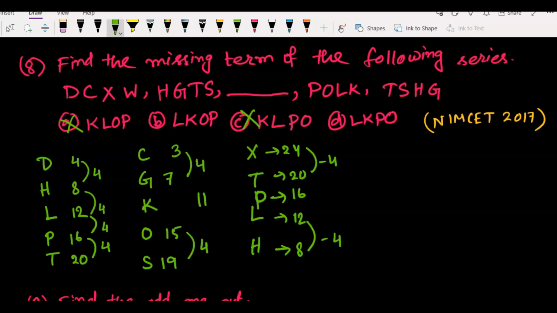So we get L, then K, then P. So L, K, P, O. Answer D, option D is correct.